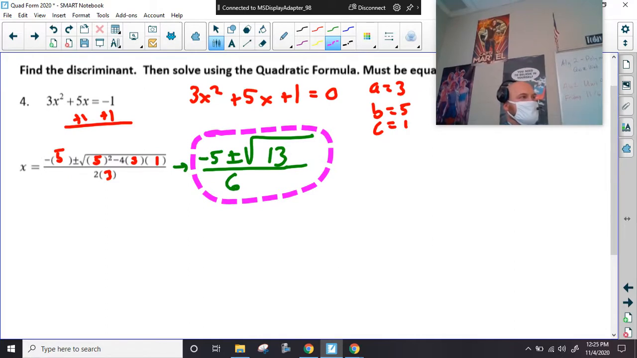This is why a lot of people like this more than completing the square. Some of y'all are like, it has to be more to it than that. Not this problem. This is done. Now, some of the other ones, we're going to have to do something else, but that's it. Kind of neat, ain't it?